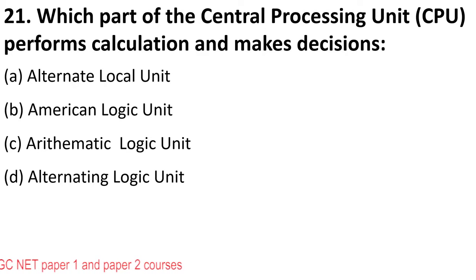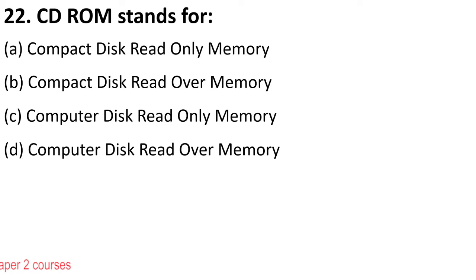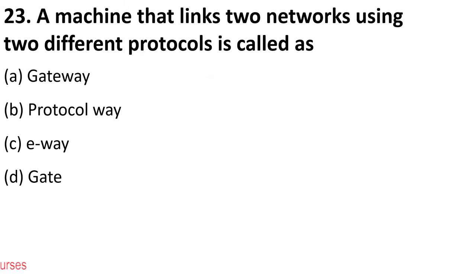Which part of the CPU performs calculations and makes decisions? So the part of the CPU that does these mathematical operations is called ALU, Arithmetic Logic Unit. So if you look at the options, option C is the right answer. Okay, next. CD-ROM stands for. So CD-ROM, student, it is compact disk read-only memory. Option A is the right answer.